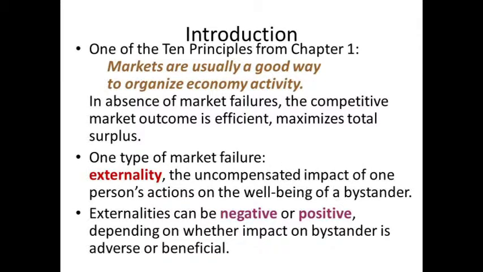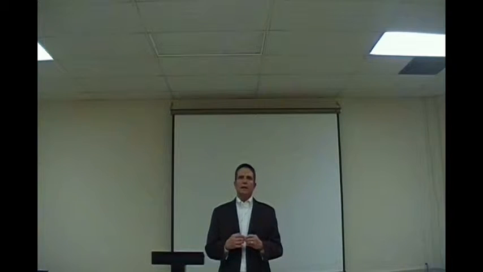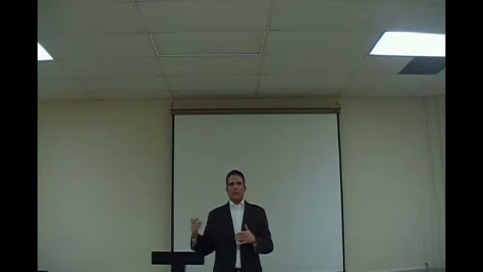The book's definition of externalities is the uncompensated impact of one person's actions on the well-being of a bystander. So if persons A and B are doing something, it has an impact on the well-being of person C. If the impact on the bystander is adverse, we say there's a negative externality. If the impact on the bystander is beneficial, we say there's a positive externality. In either situation, the decision makers fail to take account of the external effects that the behavior will have. Externalities are the effect on the market that are done by a third party.